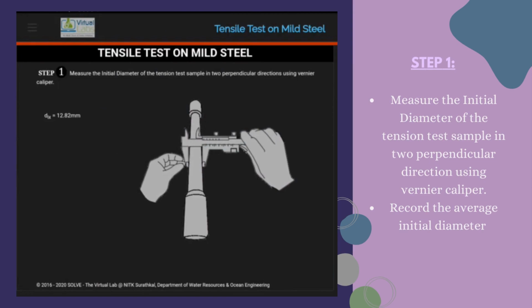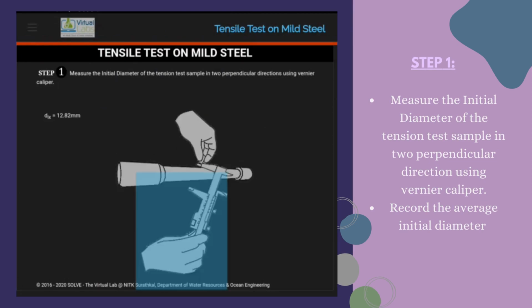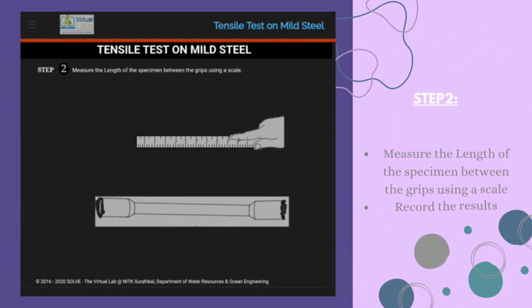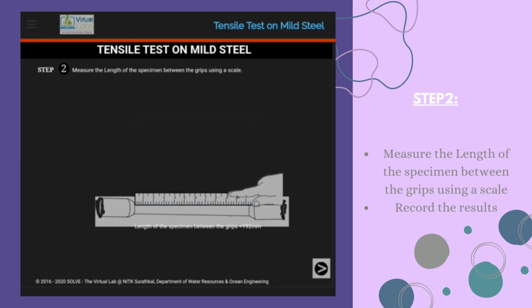Okay, for the first step, we need to measure the initial diameter of the tension test sample in perpendicular directions using a vernier caliper. You need to measure it twice, so you can get the average initial diameter. Step 2. Measure the length of the specimen between the grips using a scale as shown in the video and record the result.